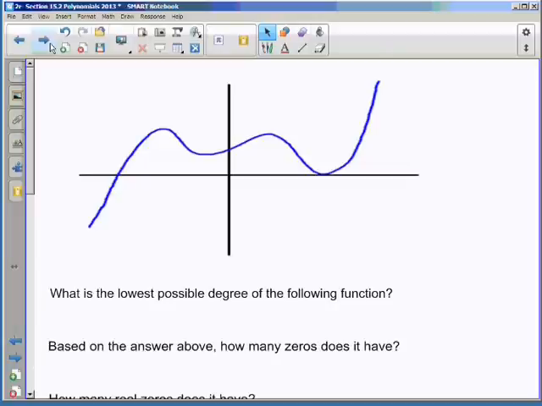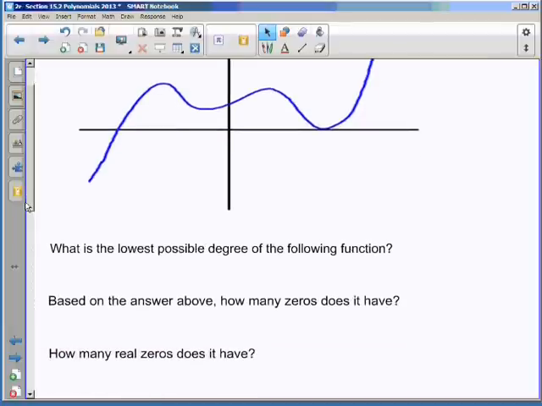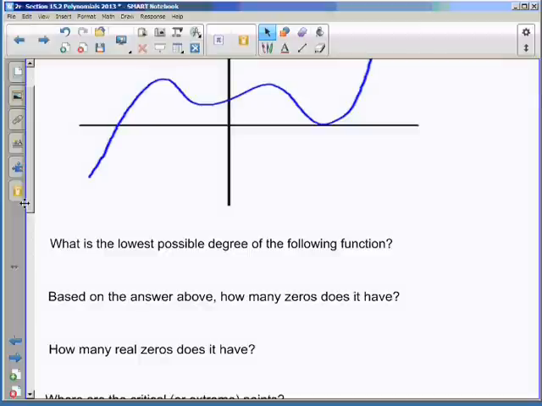All right. Well, this is going to be one of your generic looking polynomials, the graph. And what's the lowest possible degree of the following function? Well, if we said that the degree minus 1 tells the turning points, we could say, if we just make some assumptions, 1, 2, 3, 4. Since there are 4 turning points, we're going to have 4 plus 1, or 5 for our degree.